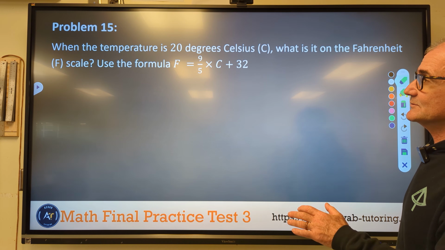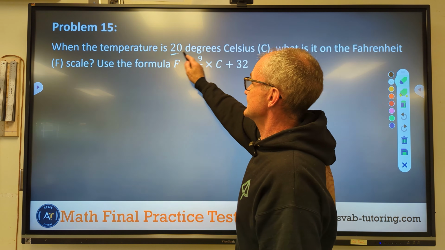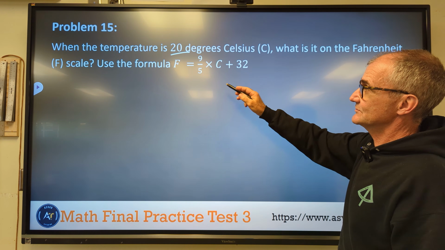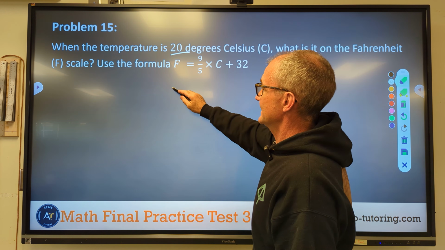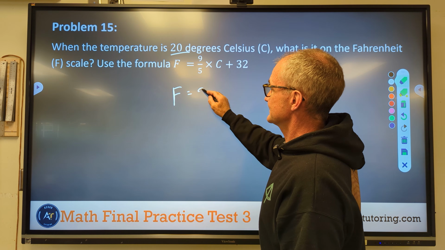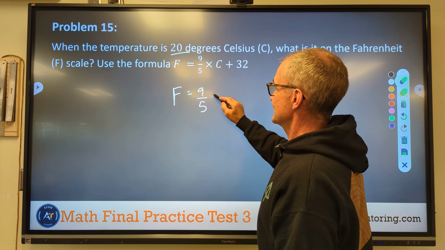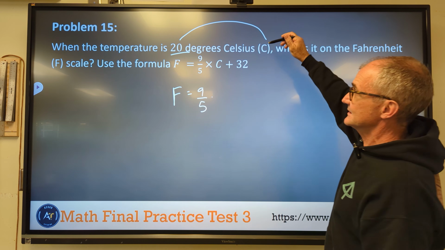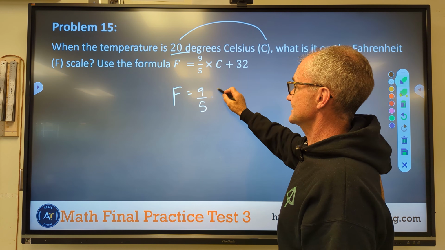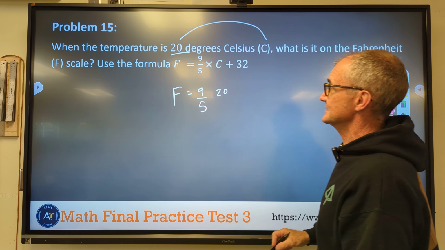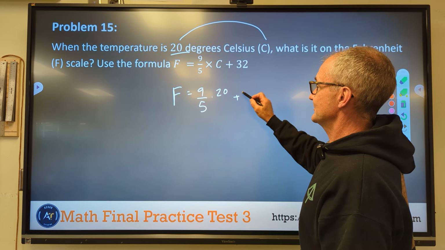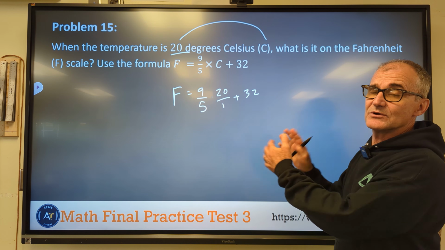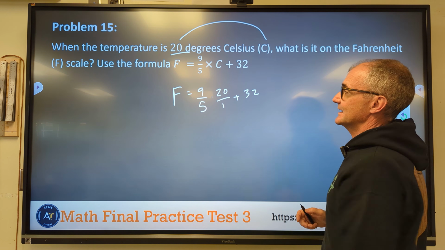Problem number 15, when the temperature is 20 degrees Celsius, what is it in Fahrenheit? Use this formula. So Fahrenheit is equal to 9/5 times Celsius, plus 32. Well, it's telling you this is Celsius, so C and 20 are the same. So I'm just going to take that 20, plug it in there for C, and then I'm going to add 32 to it. Order of operations is important here. You need to multiply before you add.